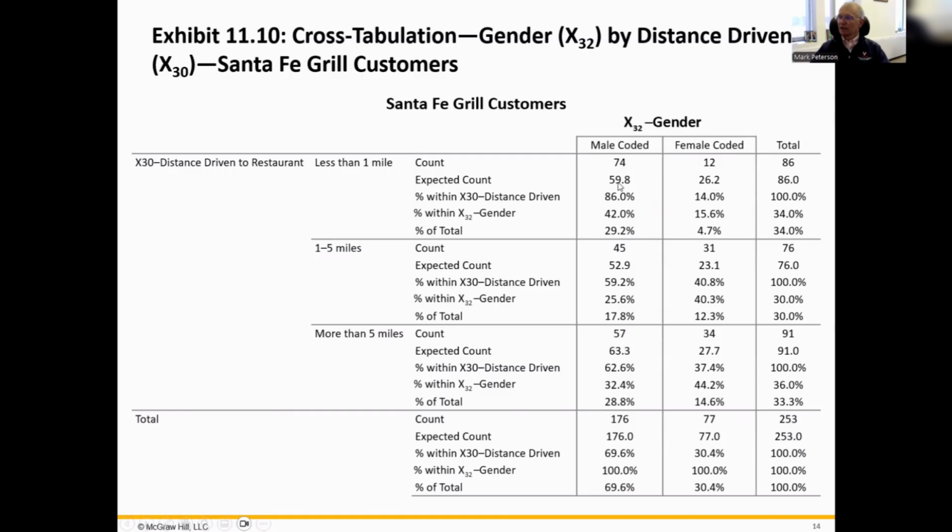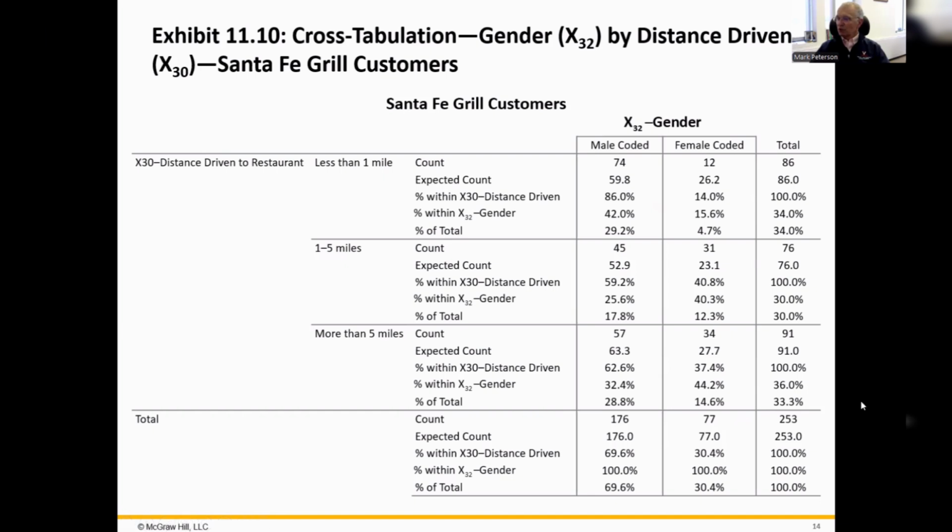So you'd be subtracting the expected from the observed, and you'd square that. We can see here that with regards to the less than 1 mile, 86% of those that are driving less than 1 mile to the restaurant are males, 14% female. That gives 100%. When we drop down here to the 1 to 5 miles, 59.2% are males, 40.8% are females, and then 62.6% are males, 37.4% are females.